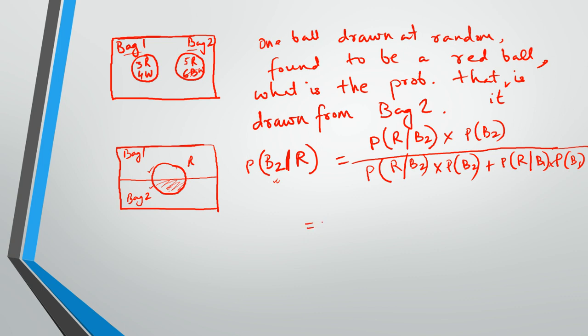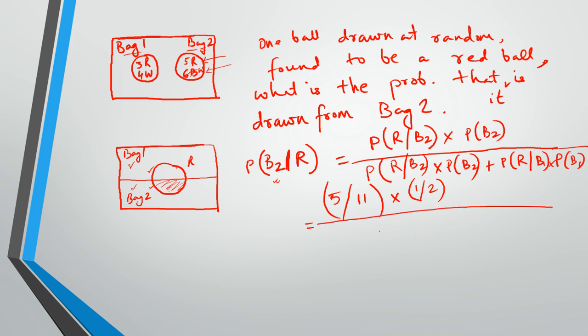So what is the probability of R given B2? They are saying you have drawn it from bag 2. What is the probability of R? There are 5 red balls and the total balls in this bag is 11. So it is 5 by 11 times the probability that it's bag 2. There are only two bags, bag 1 and bag 2, so the bag 1 probability is half, and the bag 2 probability is half.